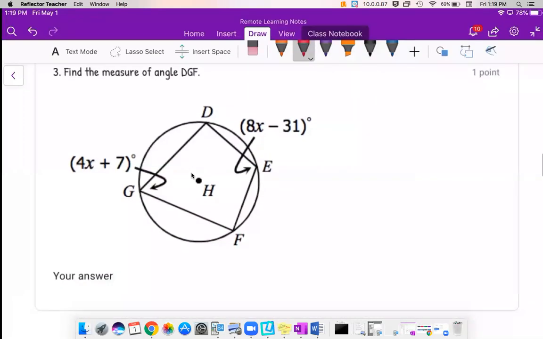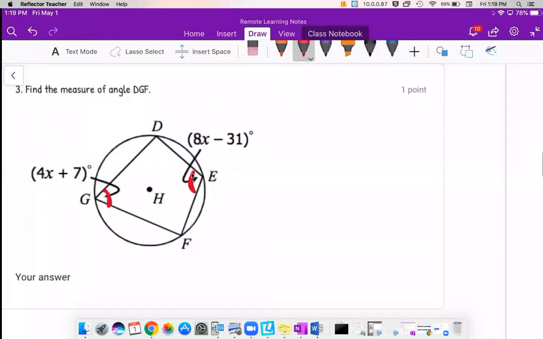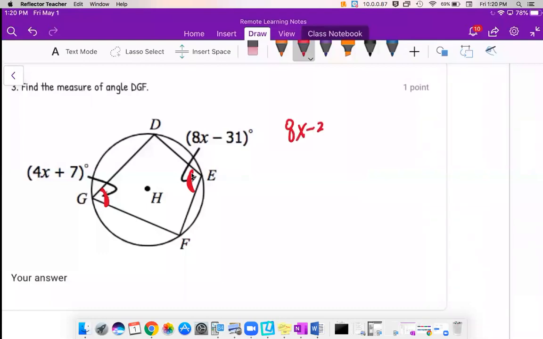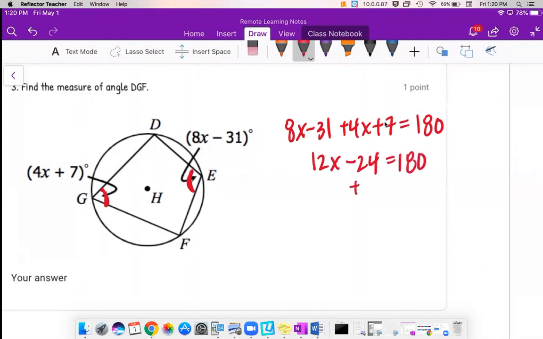Okay, next one, you have an inscribed quadrilateral, and hopefully you did a little practice where you realize that opposite angles here are going to always add up to 180 degrees. So what you guys can do is 8x minus 31 plus 4x plus 7 should equal 180 degrees. Combine like terms, so you'll get 12x if you do 8x plus 4x, and then this would be negative 24 if you combine the negative 31 and the 7, equals 180. Add 24 to both sides. So you get 12x is equal to 204. Divide by 12, x should be 17.